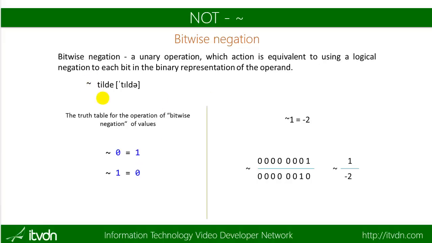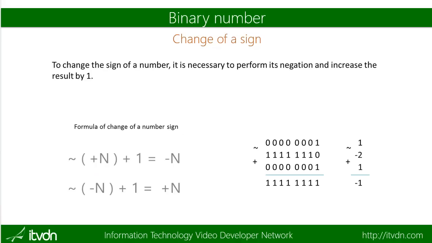You remember the tilde sign for not in bitwise negation. Not 0 means 1. Not 1 means 0. And that's it. That's as simple as it can get.